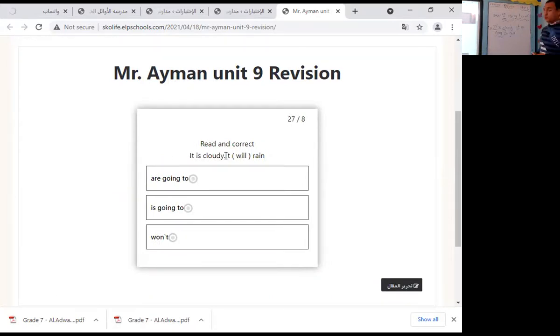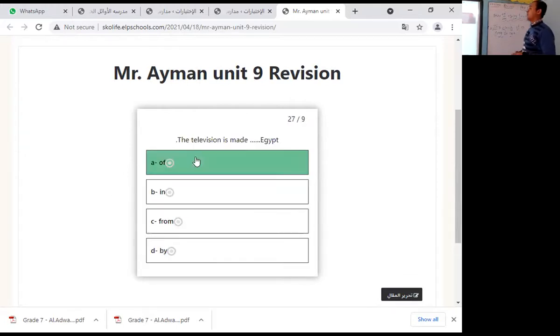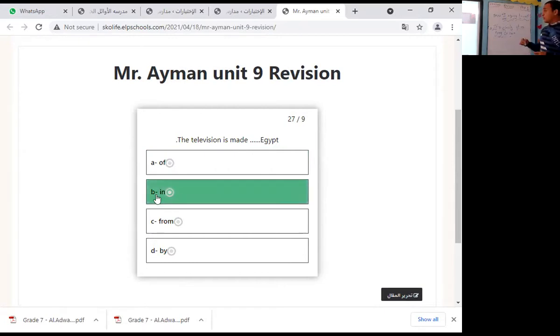Number eight, read and correct. We have a mistake. It's cloudy, as we said in the sentence, we have evidence. It's cloudy, so we can't say it will rain. We use going to. So the answer is B, it's going to rain. Number nine, the television is made in Egypt. We have the place, so we can't use made of or made from. We use what? We use made in Egypt.